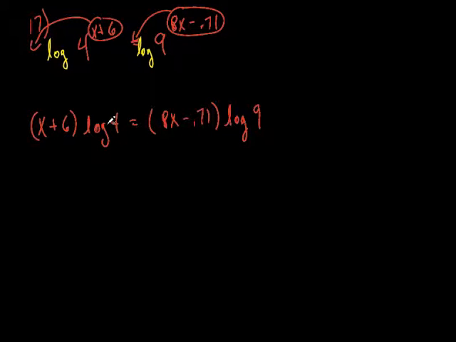So if this is just a regular old number, I got x's on both sides, so what am I going to have to do? I'm going to distribute, right, because I want to eventually isolate the x. So I'm going to distribute. So look what I get. I get x log of 4.